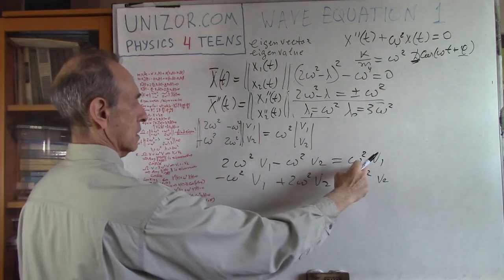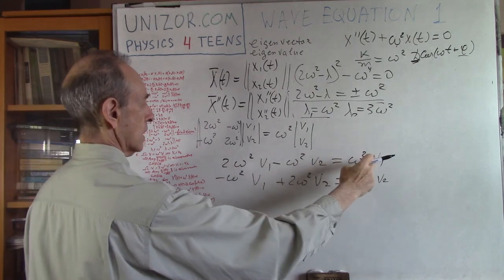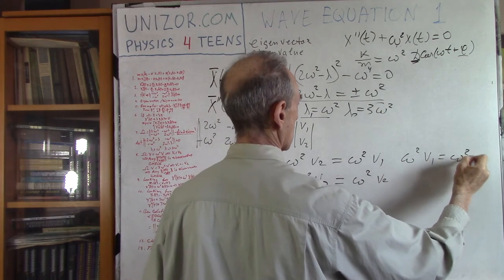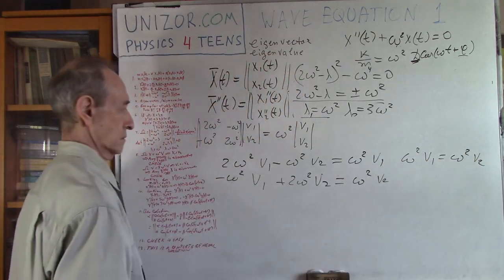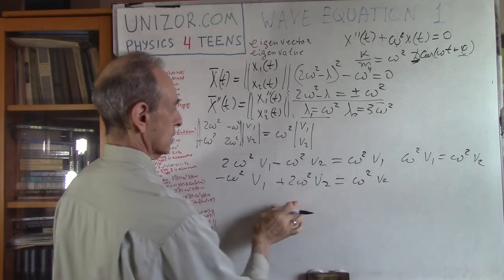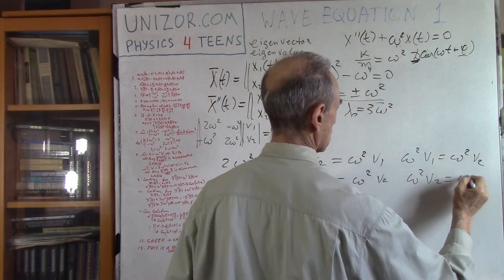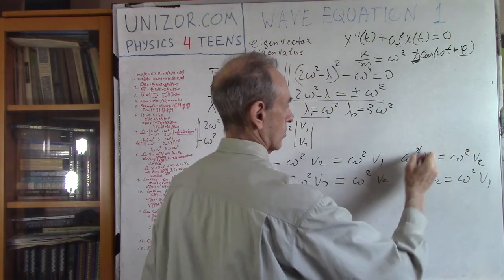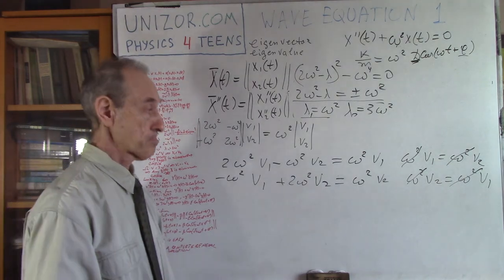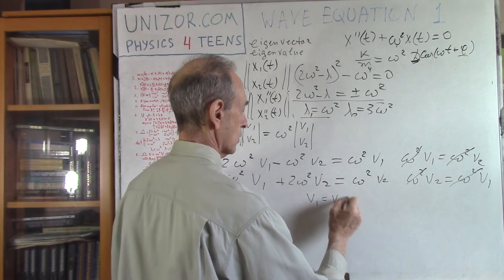Now from this omega square and this omega square, we move this to the left, this to the right, and what do we have? Omega square v1 is equal to omega square v2. Here, this goes to the right, this goes to the left, and we have omega square v2 equal to omega square v1, which is basically the same thing. Obviously, we have only one condition: v1 is equal to v2.